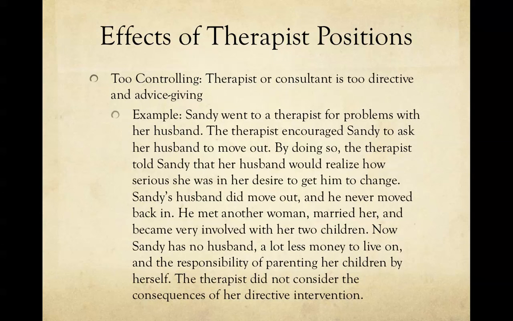So now Sandy, for having gone to a therapist who overestimated her ability to create change in this family by being guided by what she believes to be best for this system, created the following situation. Sandy's got no husband. She's got a lot less money to live on than she had before. And now she's got the responsibility of parenting her children almost by herself. This therapist did not consider the consequences of her directive intervention. Rather than considering the larger systemic implications of her intervention, she looked only at trying to maximize one part of the system, the wife.